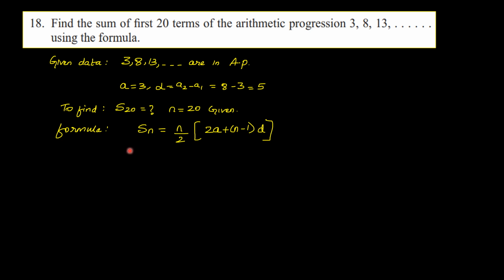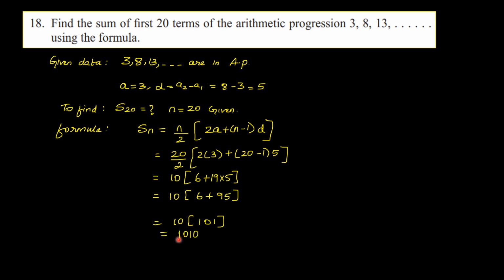Just substitute and simplify. 20 by 2 into (2 into 3 plus (20 minus 1) into 5). If you simplify, how much will you get? You will get 1010. So S20 is equal to 1010. Therefore, the sum of the first 20 terms is 1010. Don't forget to write the conclusion.